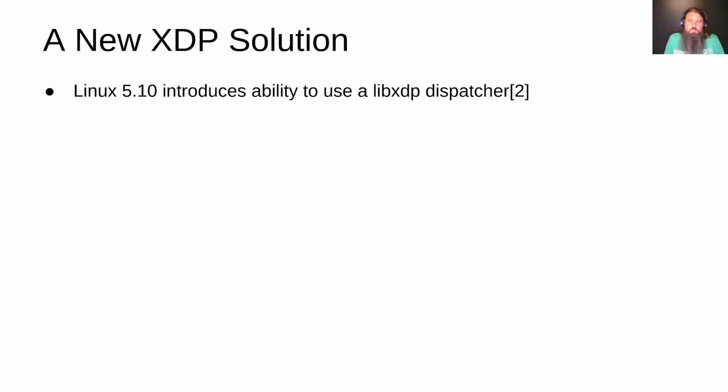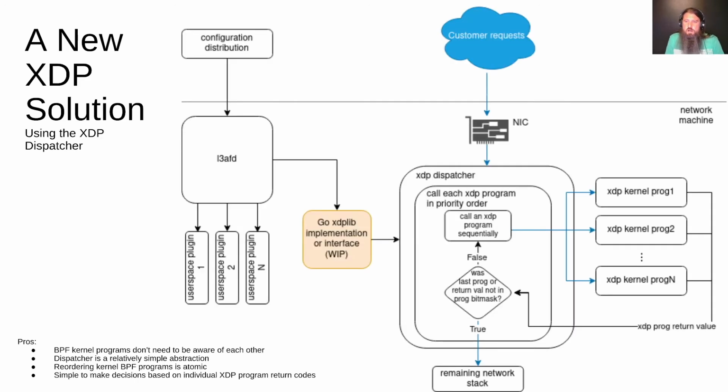So there is a relatively new solution for this. Starting in Linux 5.10, you're able to use a libxdp dispatcher, which simplifies a lot of the chaining logic. Here's an overview of the XDP dispatcher and some of its details. Essentially there's a library provided to you, or even a front-end application, that allows you to do this chaining and shows you the status of the chain, and you can add, remove and atomically replace these chains in a relatively straightforward manner.